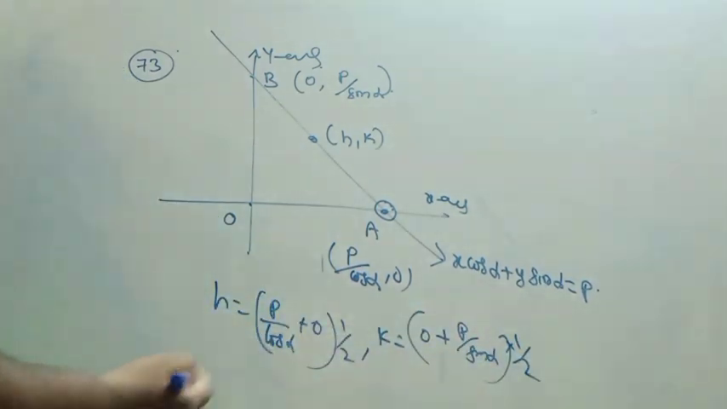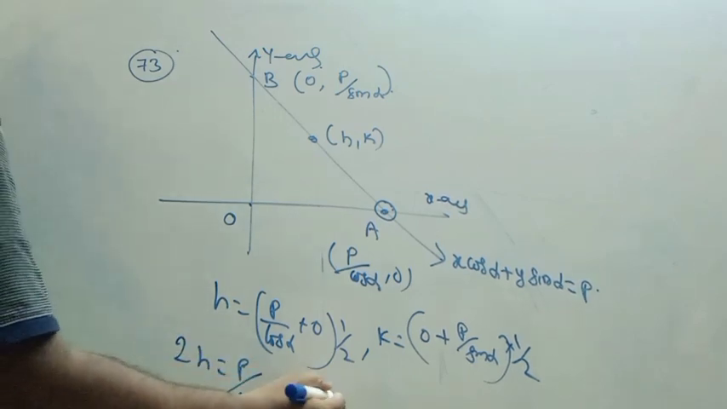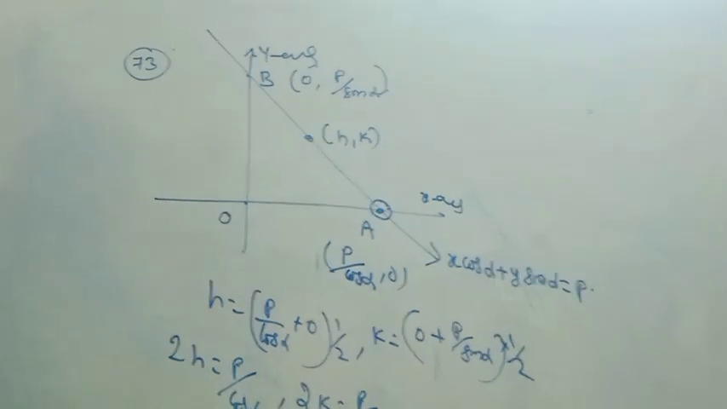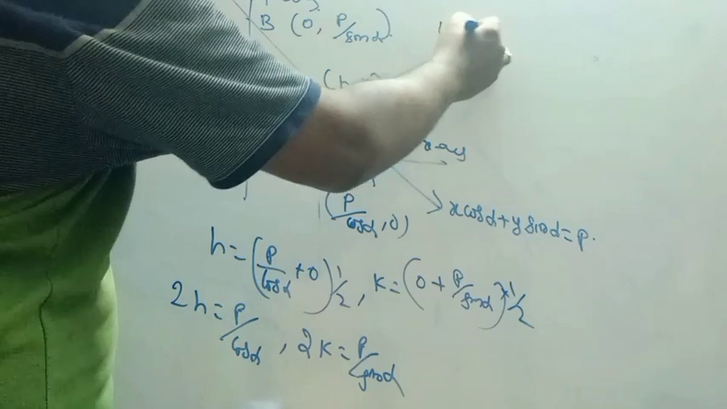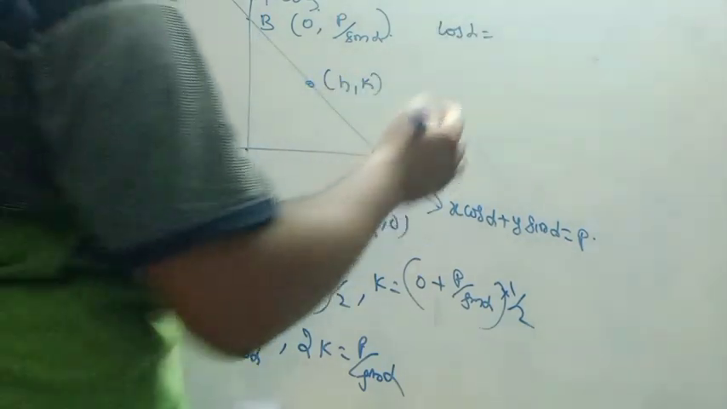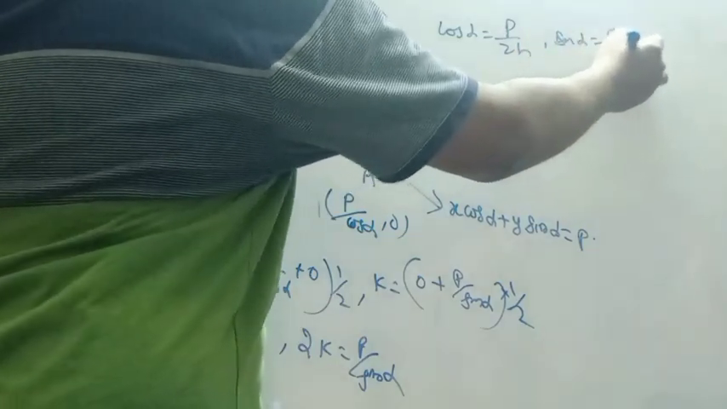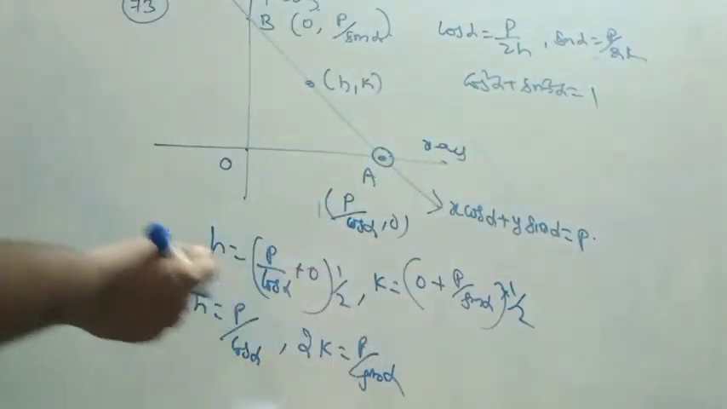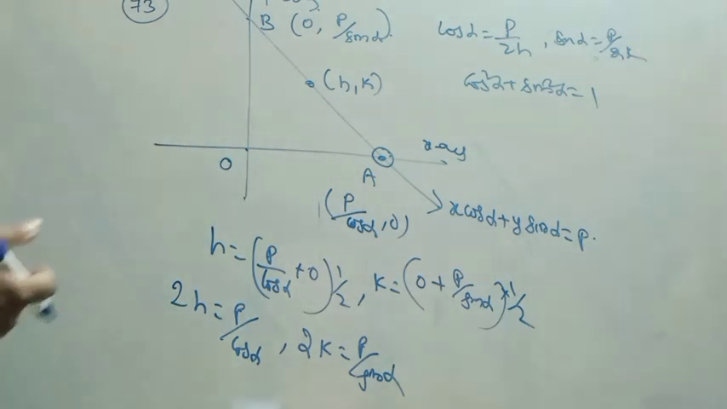Right, my dear students, now we have got 2h equal to p by cos alpha and 2k equal to p by sin alpha. Now you know cos alpha is equal to p by 2h, and sin alpha is equal to p by 2k. Now use cos square alpha plus sin square alpha equal to 1. From that you will be getting the required equation of the locus. You can easily get it using that. Fine.